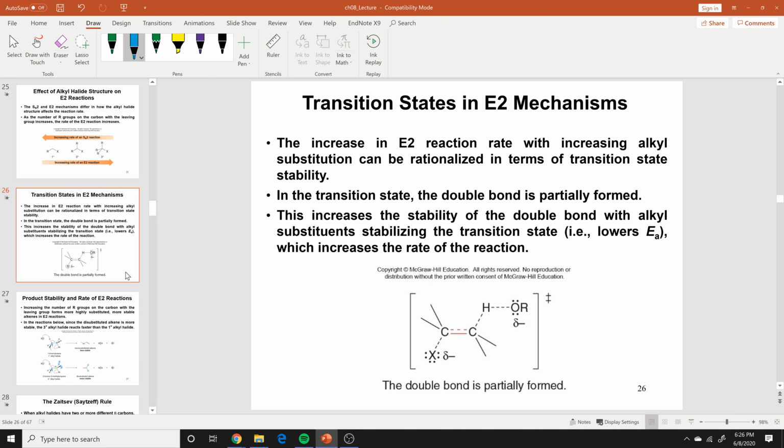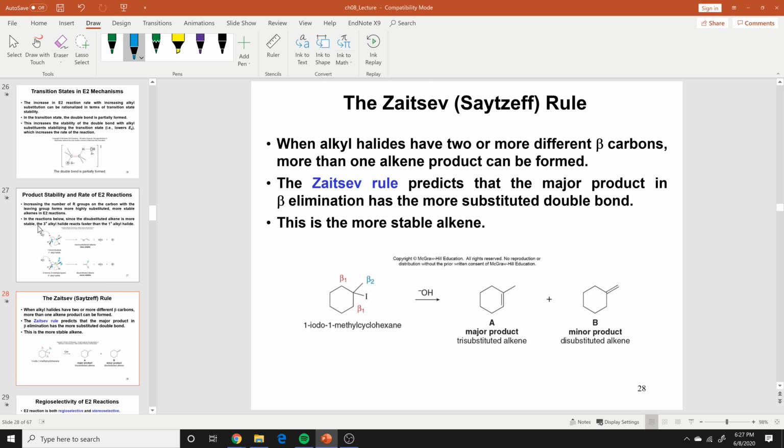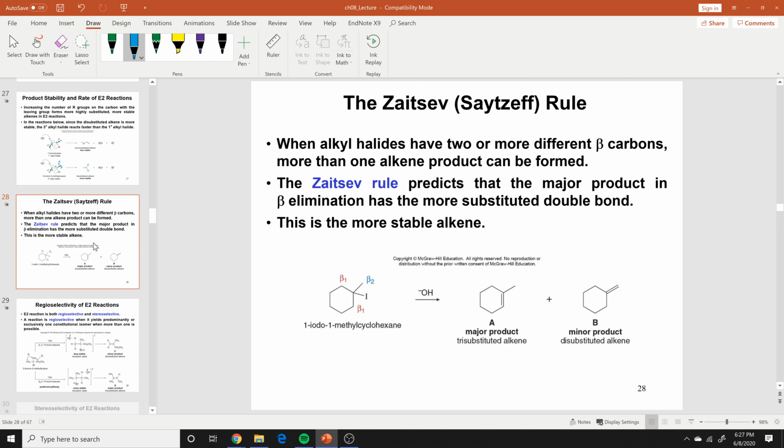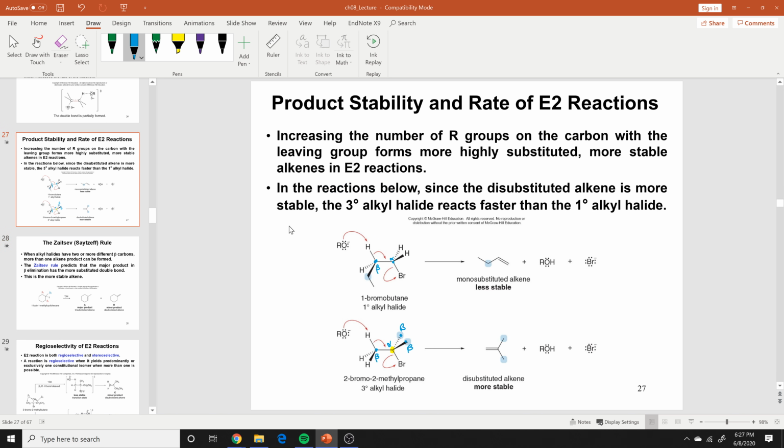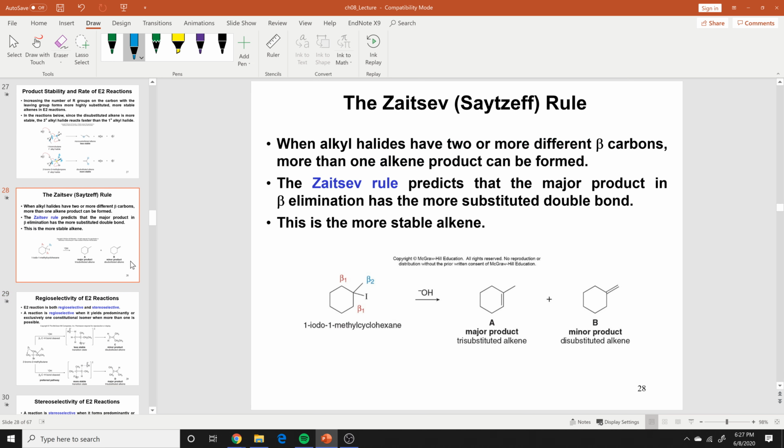Now, normally the stability of the alkene has to do with the stability of the transition state. So if the transition state is stable, then the alkene is stable. If the transition state is not stable, then the alkene is not stable. And normally, the transition state is kind of alkene-like. And if it is alkene-like, then you have to treat it as an alkene. I'll give an example over here in a second.